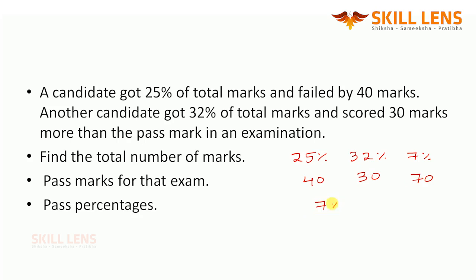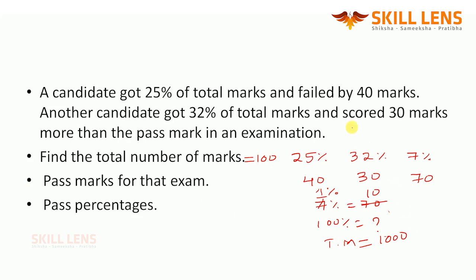Yes, 7% is 70. Then 100% is how much? Okay, 7% is 70. Then 100% will give you what? So this is the total marks. Then the total marks, can I say 1000? Yes, because 7 ones are 7, 10 times. 1% is 10, 100%, 2 zeros extra. Then the total marks is what? 1000.